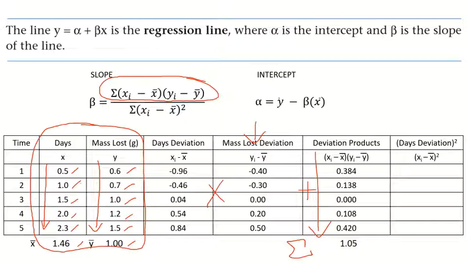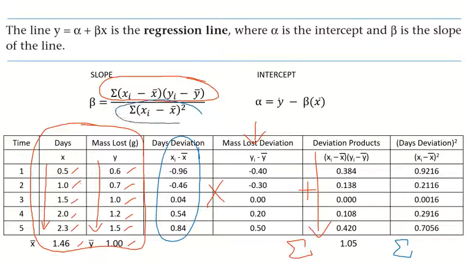And then we are going to get the square of the deviations of the days. Meaning to say, this third column here, we are going to square each one of these. So negative 0.96 squared, that's 0.9216. And then we have negative 0.46 squared, that's 0.2116, and so on. And then we are going to get the summation of this as well. And notice that's the denominator of our slope here.